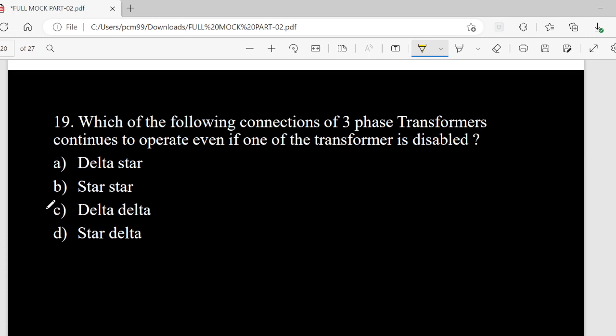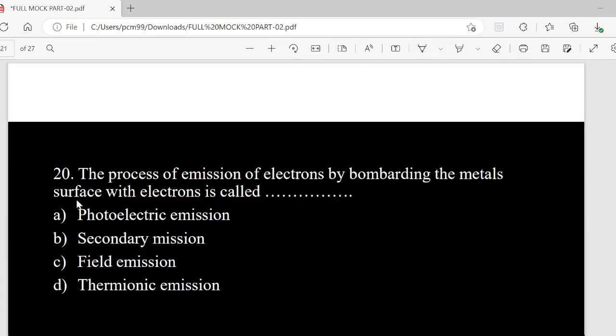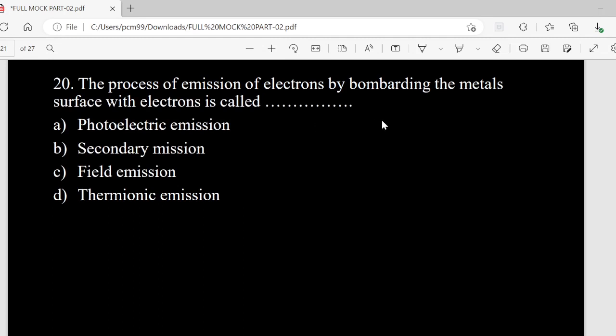The correct answer is option C star delta. Next. Question number 20. The process of emission of electrons by bombarding the metal surface with electrons is called option A photoelectric emission, option B secondary emission, option C field emission, and option D thermionic emission.